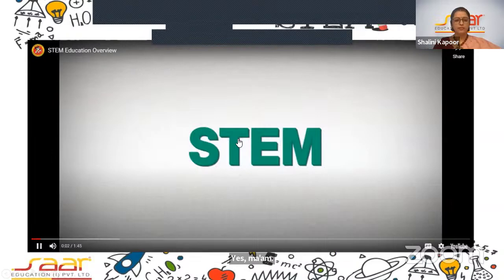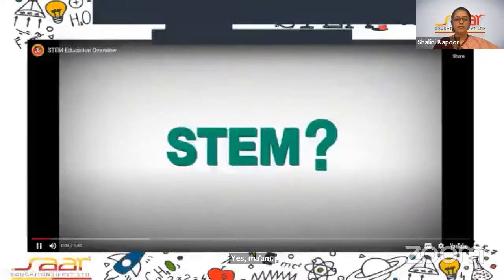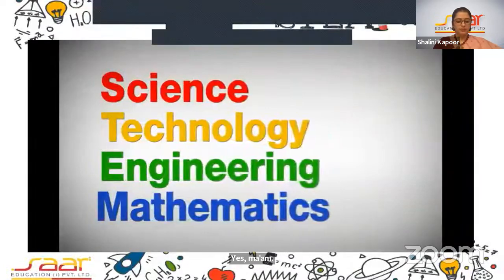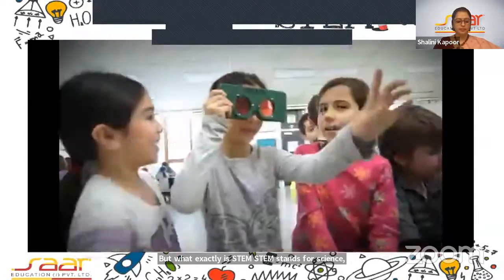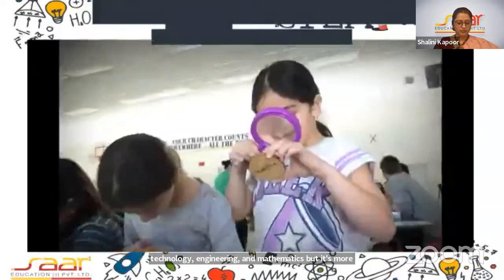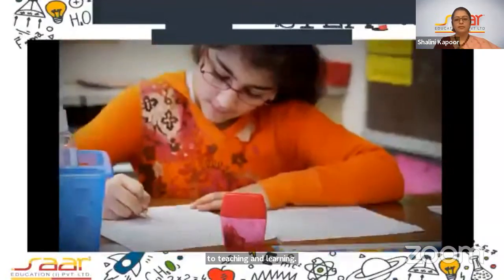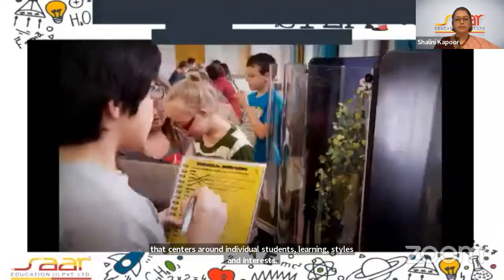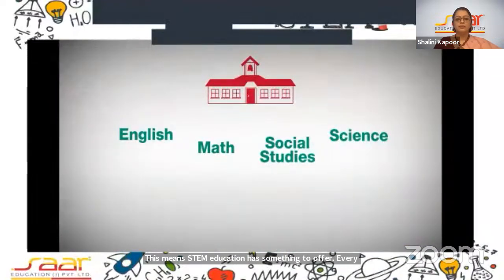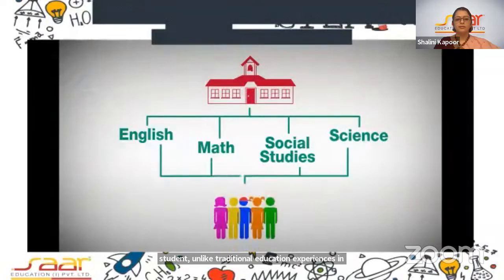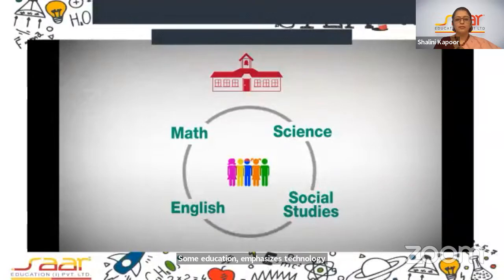It's one of the most talked about topics in education. But what exactly is STEM? STEM stands for science, technology, engineering, and mathematics, but it's more than that. STEM has grown to represent a unique approach to teaching and learning, one that centers around individual students' learning styles and interests. This means STEM education has something to offer every student. Unlike traditional education experiences in which subject areas are concentrated on separately, STEM education emphasizes technology and integrates subjects in ways that connect disciplines and relate them to each other.